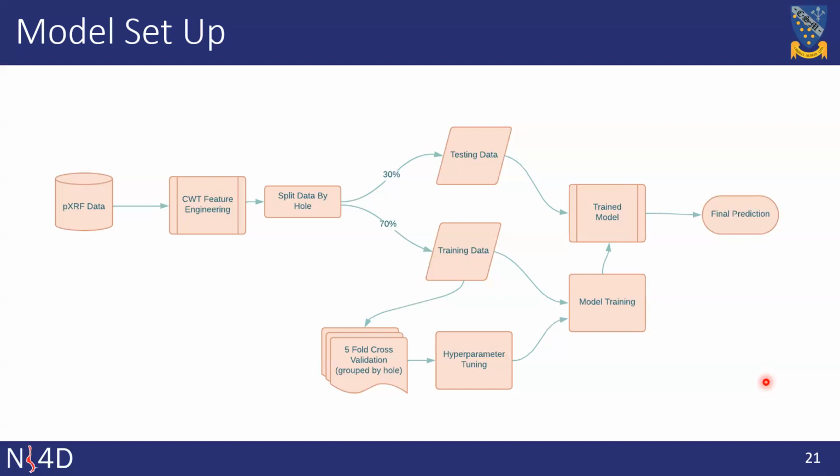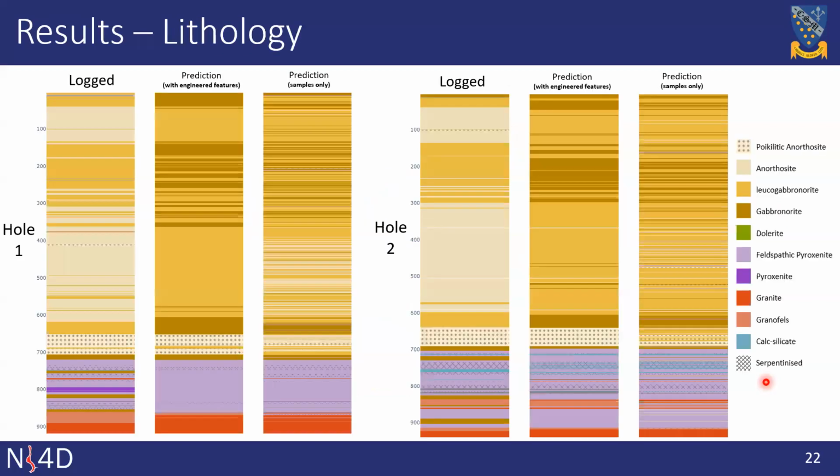So train the model, let's have a look at the results. What we have here is two holes out of many, but I've cherry picked some nice ones. Don't worry, I've got some bad ones next. We've got the log stratigraphy, the prediction with the engineered features and the prediction without the engineered features.